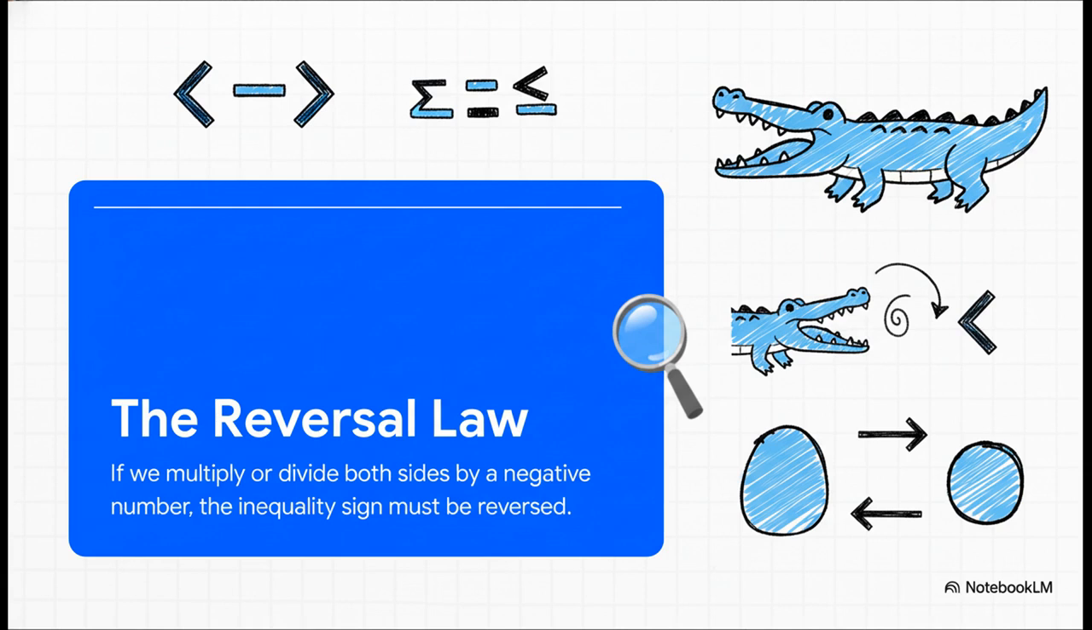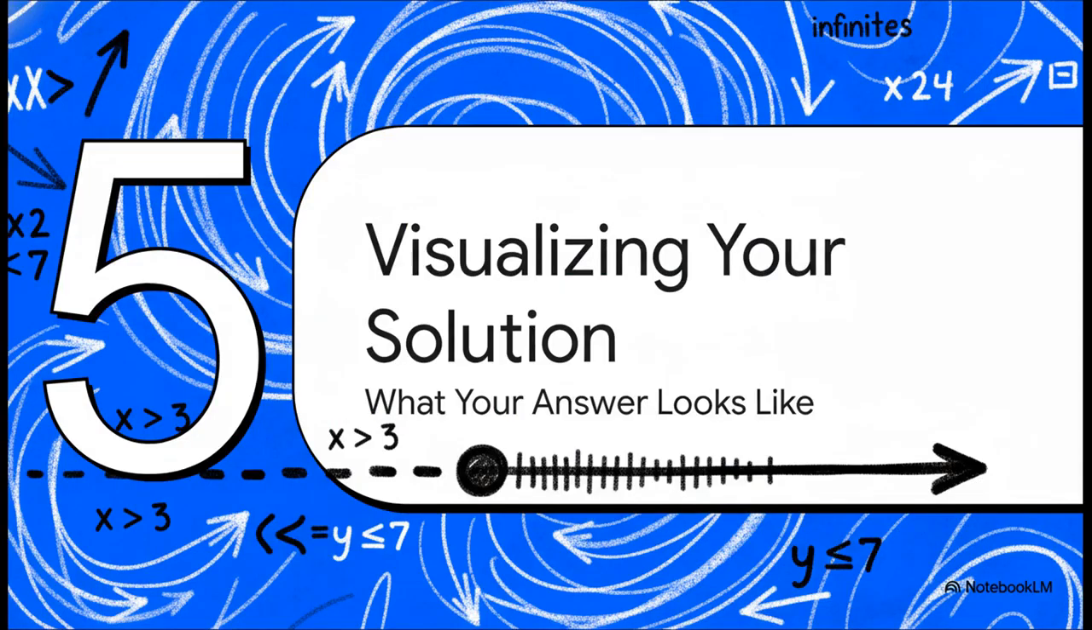You know how the alligator's mouth always opens to eat the bigger number? Well, when you multiply by a negative, the bigger number switches to the other side, so the poor alligator has to flip around to get its meal. Okay, so our answer isn't a single number. It's this whole set of them.